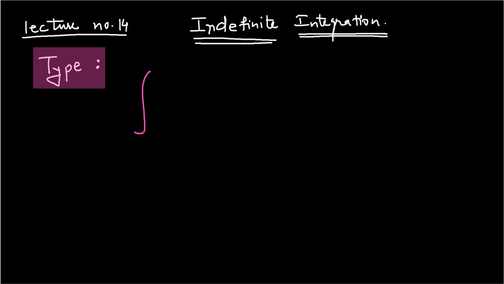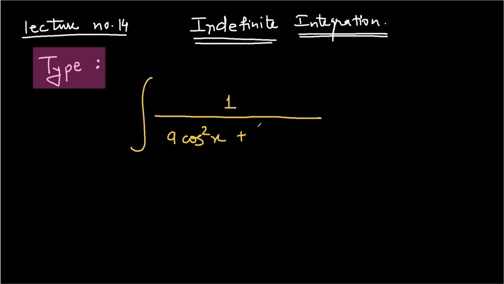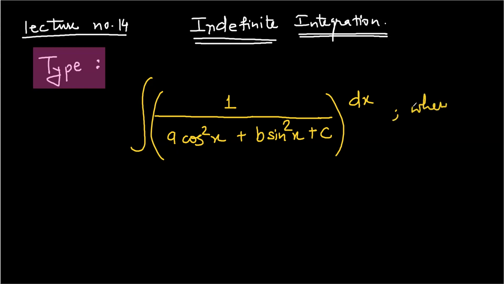I have one integral: 1 upon a cos square x plus b sin square x plus c dx, where a, b and c are real constants. They are some real numbers.